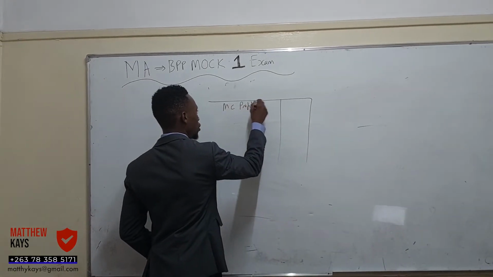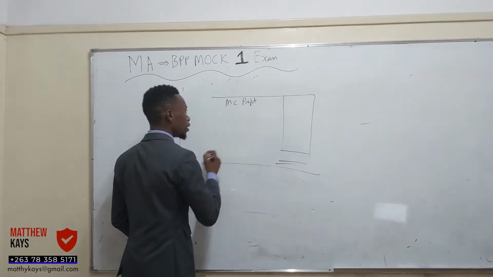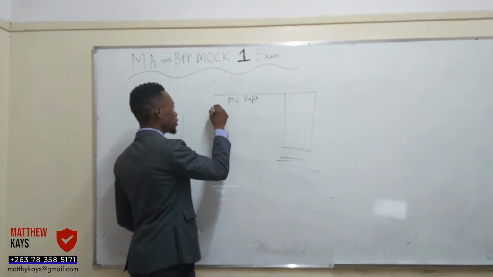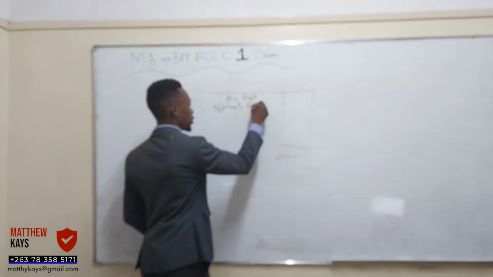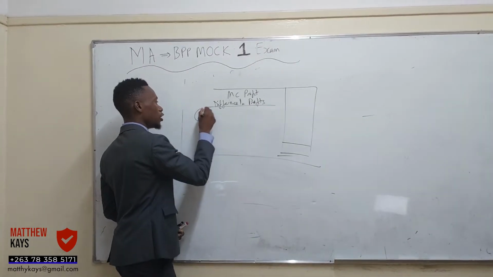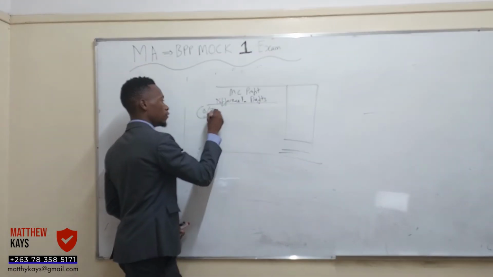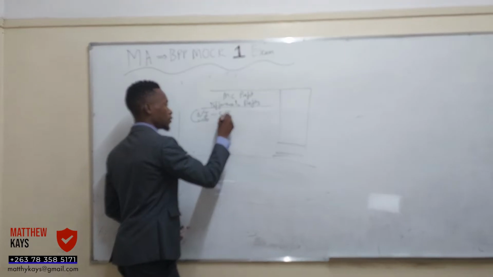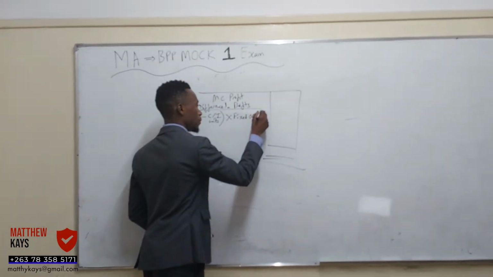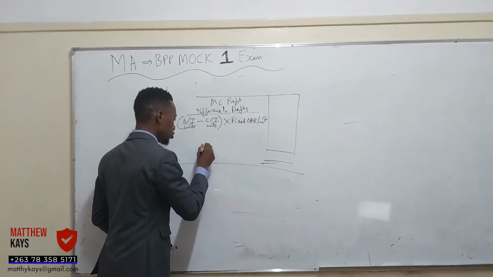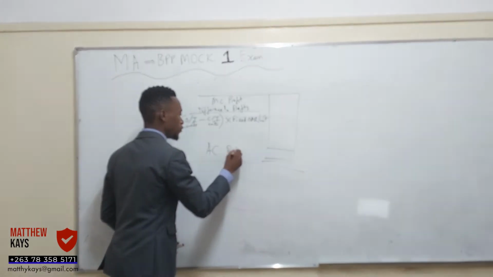MC profit, we compare it here. MC for marginal costing profit, differences in profits. This is what I do: opening inventory units versus closing inventory units. You multiply by fixed OAR per unit. You get your absorption costing profit.